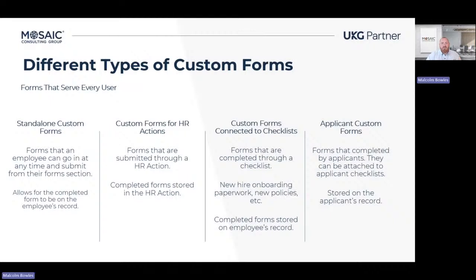And then you got your applicant custom forms, and these, well, they're really only completed by applicants. So there's a different checklist called an applicant checklist that you can connect this form to, and it can pull in different applicant specific information. And then that is stored on the applicant's record. So the difference here, applicant, it looks at the applicant's record, while all the other ones can look at that employee specific record to pull data in automatically to fill out that form.